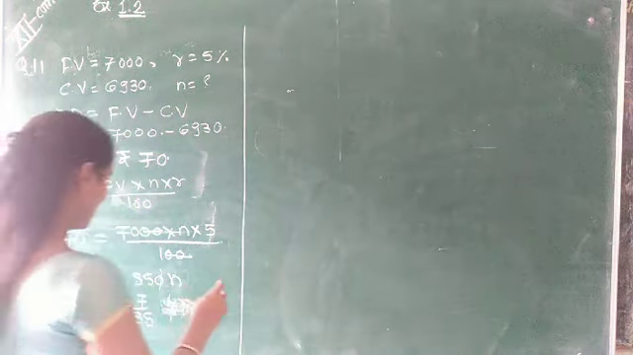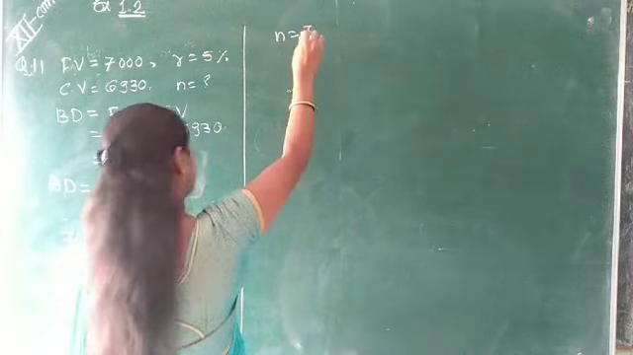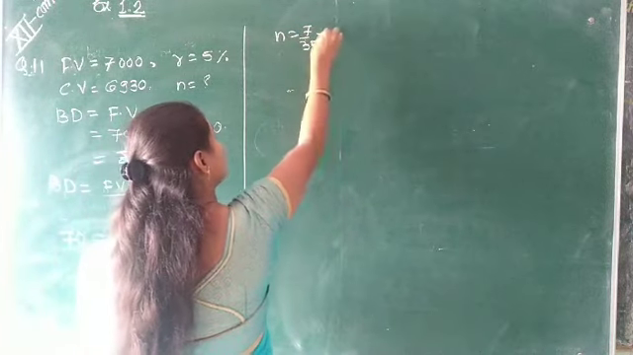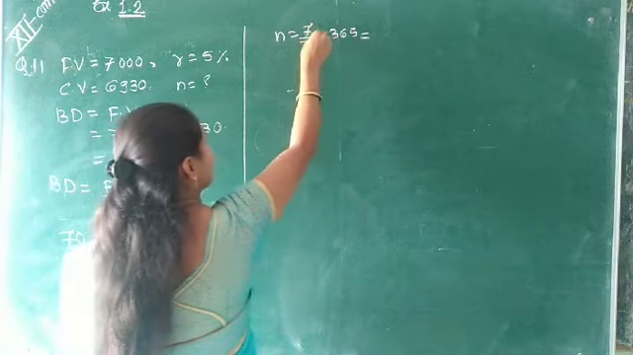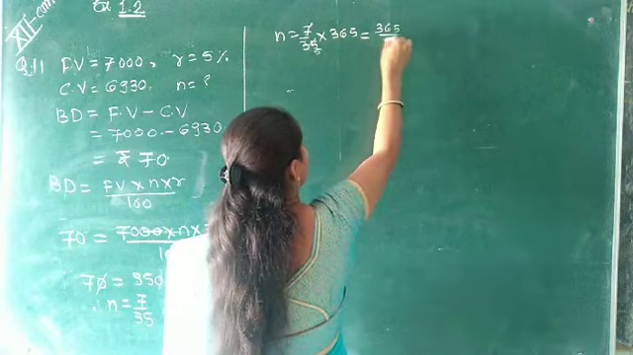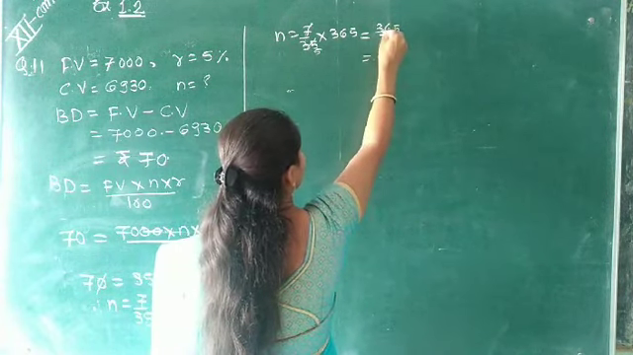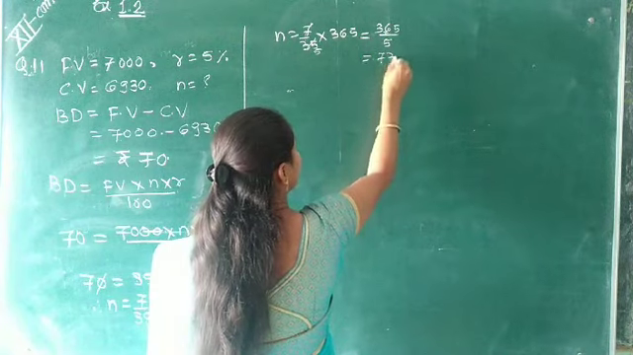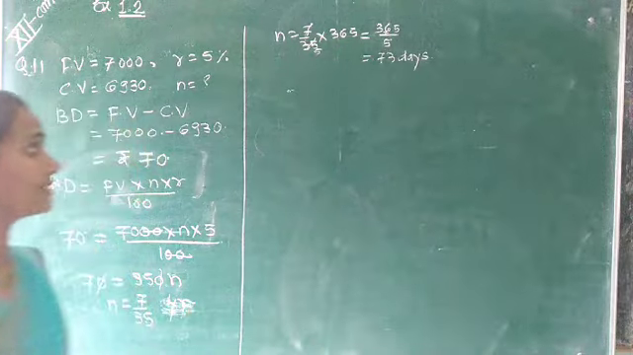Now N is equal to 7 upon 35 into 365, which is equal to 7, and this is 1 upon 5. 365 divided by 5, which is equal to 73. 5 7s are 35 and 73. Therefore, N is equal to 73 days.